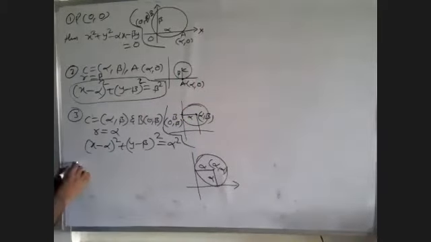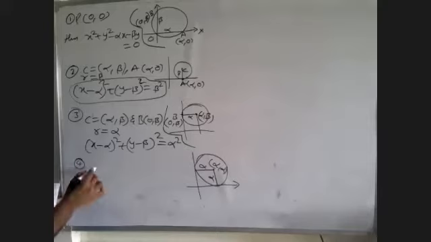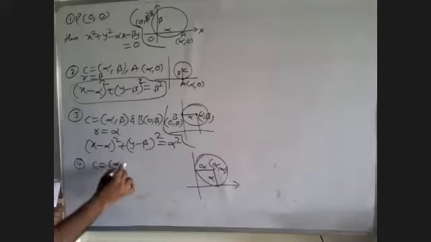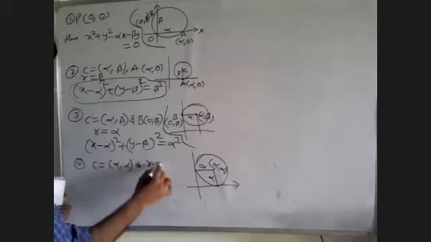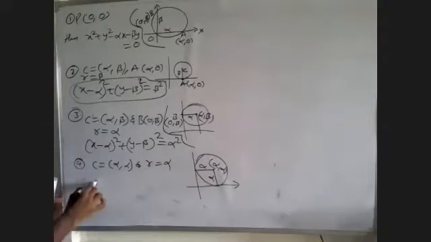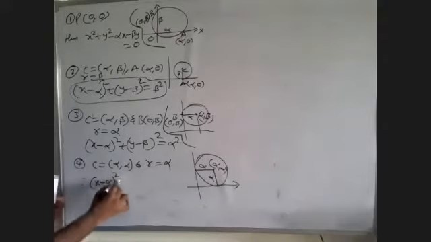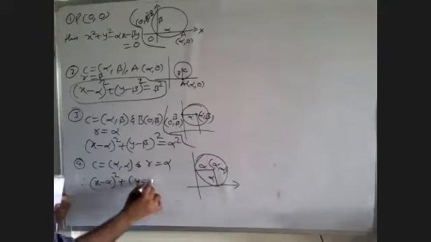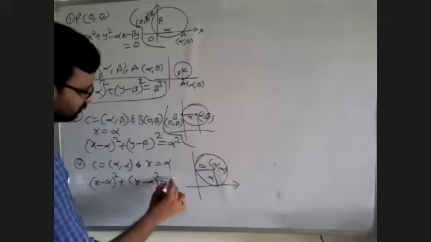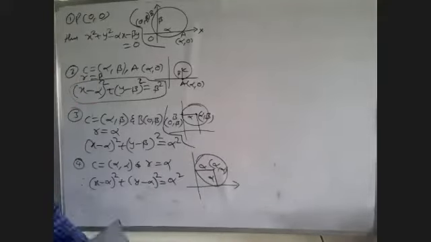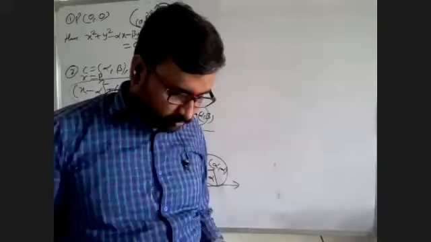Then when the circle touches both axes, the center is equal to alpha comma alpha, and the radius is also alpha. Then the circle equation is x minus alpha whole square plus y minus alpha whole square is equal to r square, which is again alpha square. This is the equation of the circle that touches both axes.